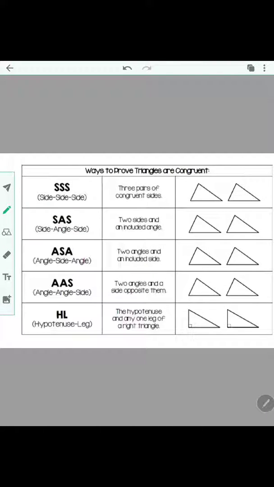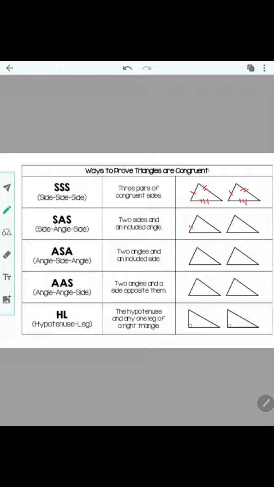The following theorems are what we use to decide or to prove that two triangles are congruent. Side, side, side congruence means that it has three congruent sides. Side angle side means it has two sides and one angle, but the angle must be between the two sides.